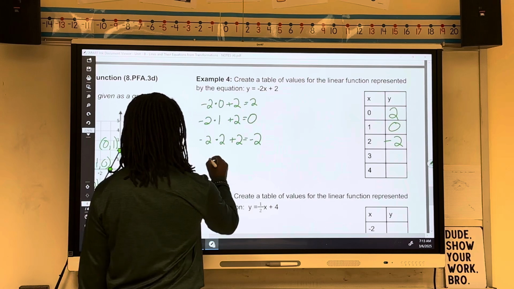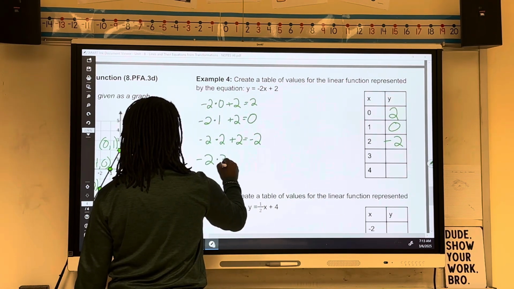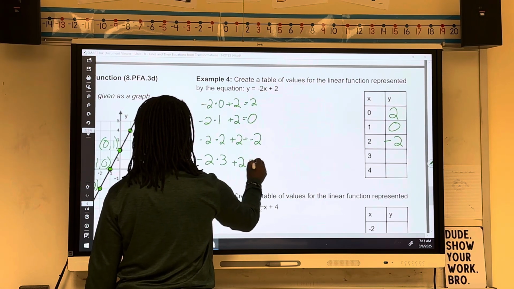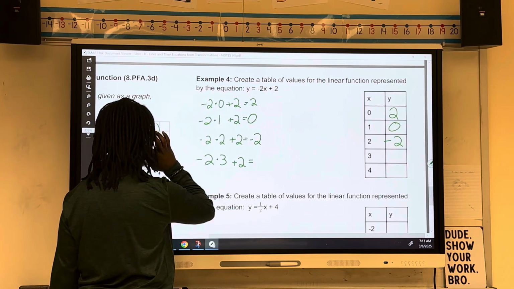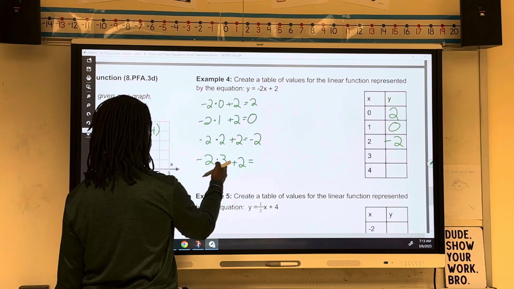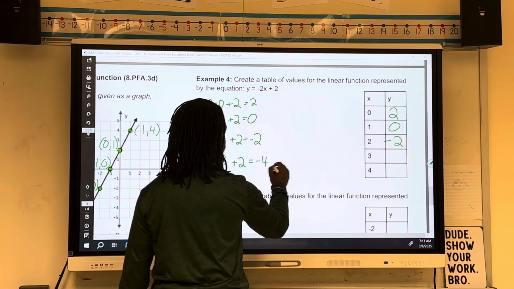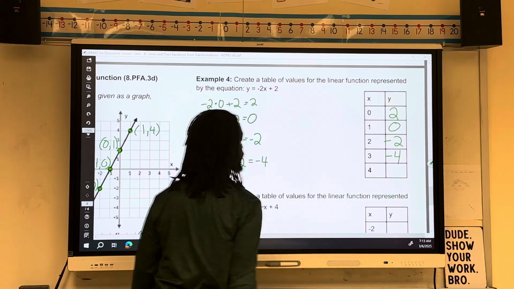And then we got negative 2, again, I'm putting in the 3, times 3 plus 2. So negative 2 times 3 is going to give me negative 6. Negative 6 plus 2 is going to give me negative 4. So I got negative 4 there.